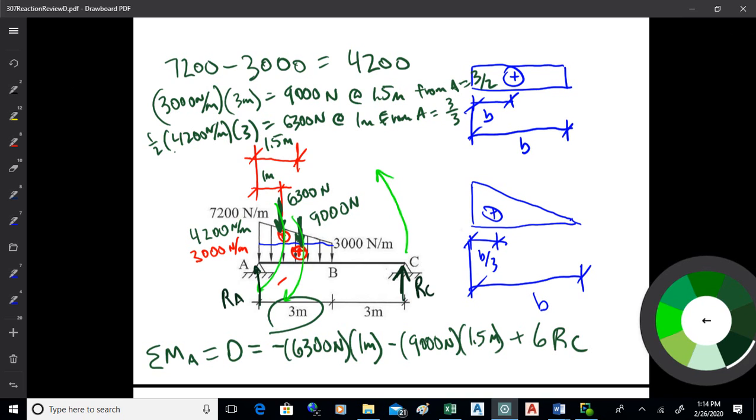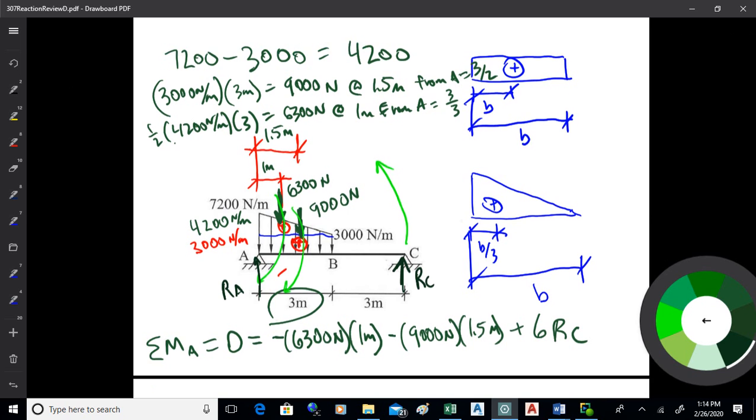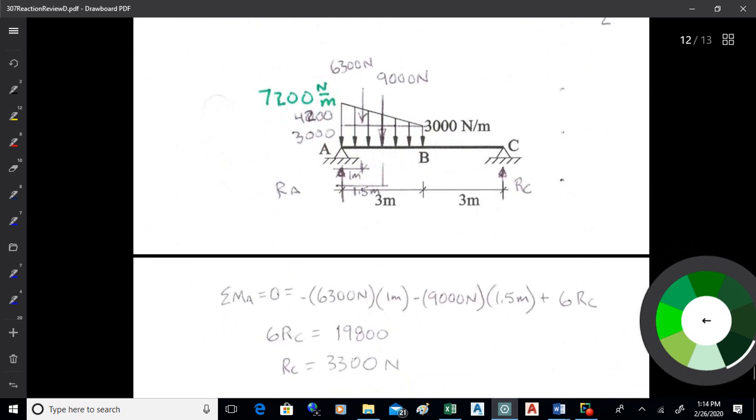Doing all right with that? Okay. So when you solve for RC, then what you get is 3,300 newtons. So we're doing all right with that? Okay, good to go.